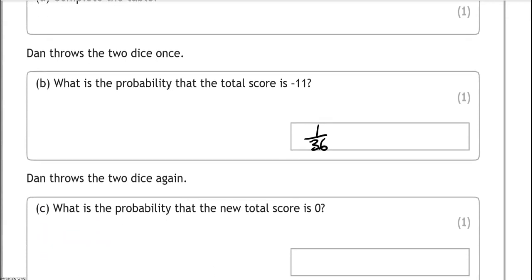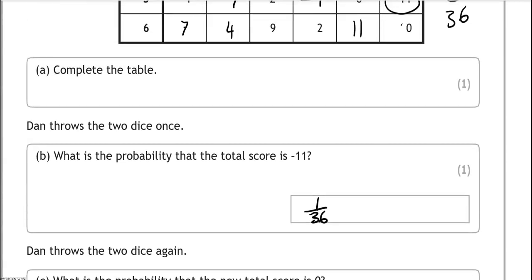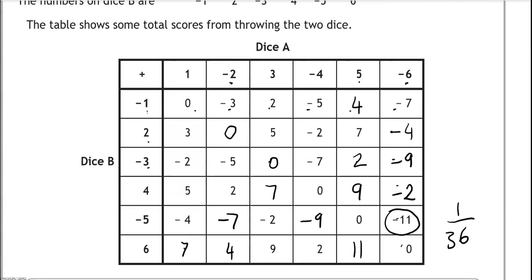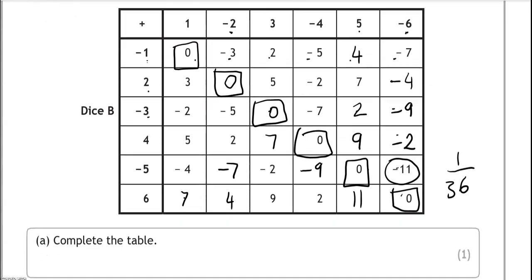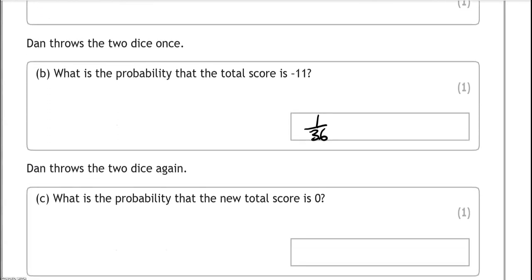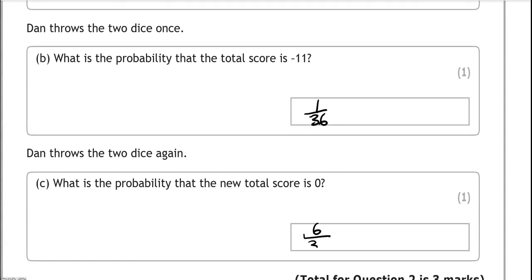Dan throws the 2 dice again. What's the probability that the new total score is 0? So we're looking for zeros. Then we have 1, 2, 3, 4, 5, 6 of them. So 6 out of 36. And you can simplify this further. They're both divisible by 6. So 6 divided by 6 gives me 1. 36 divided by 6 gives me 6.